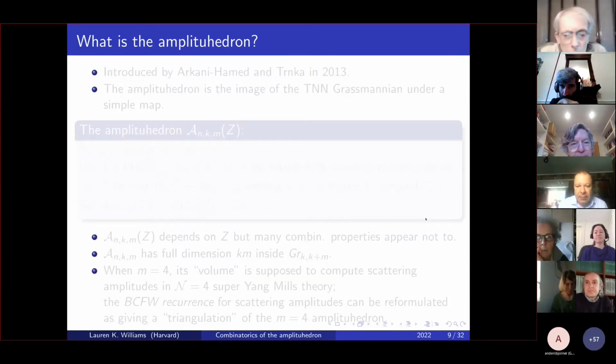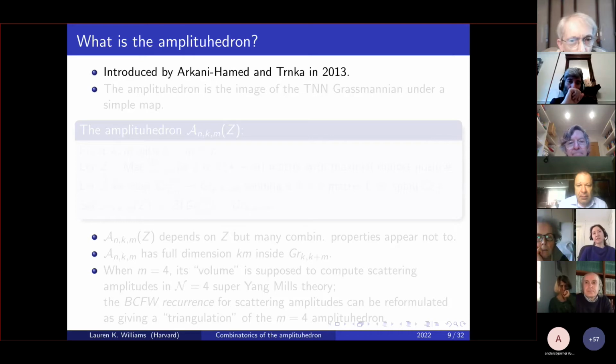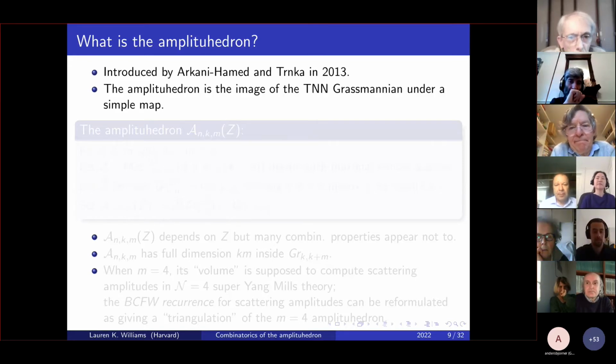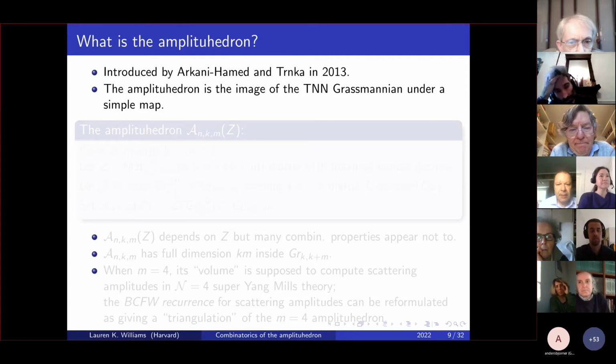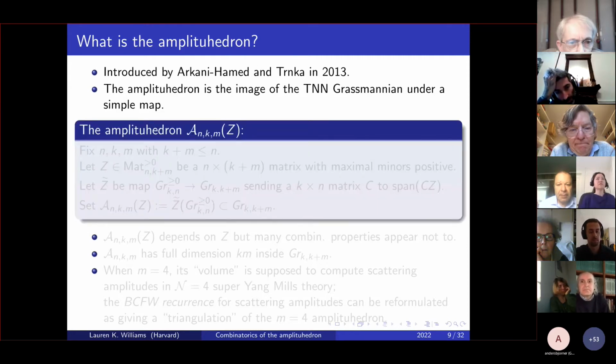Okay, so now what is the amplituhedron? This is an object defined in 2013 by physicists Arkani-Hamed and Trnka, and it's the image of the positive Grassmannian under a simple map. So let me explain how that goes. There are many amplituhedra, and they are indexed by 3 positive numbers n, k, and m, as well as a choice of matrix Z.